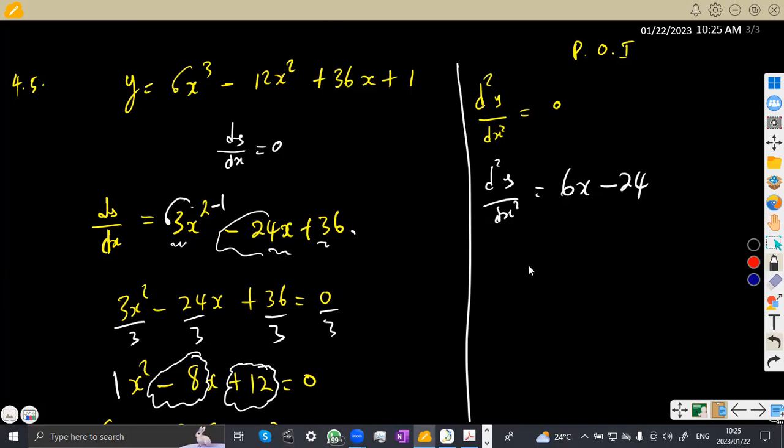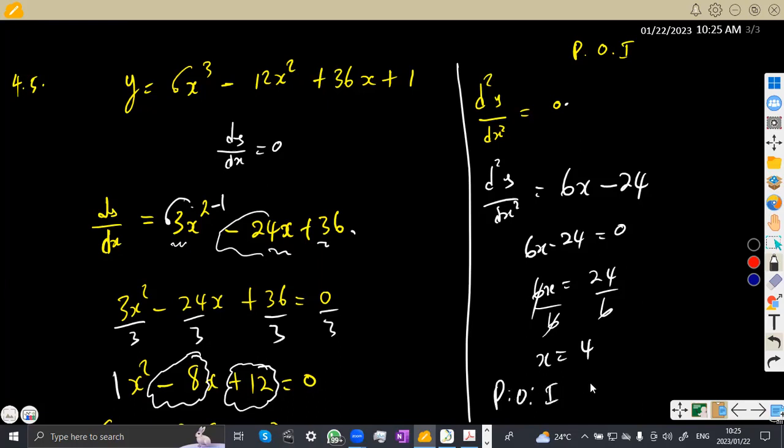So equate this part to 0, because we said the second derivative must be equal to 0. So 6x minus 24 must be equal to 0. So 6x is equivalent to 24. Divide by 6 both sides, so x is equivalent to 4. Take note, this is a point of inflection, which means we need the value of x, which is 4, then the corresponding value of y. So when x is equal to 4, what is the value of y?